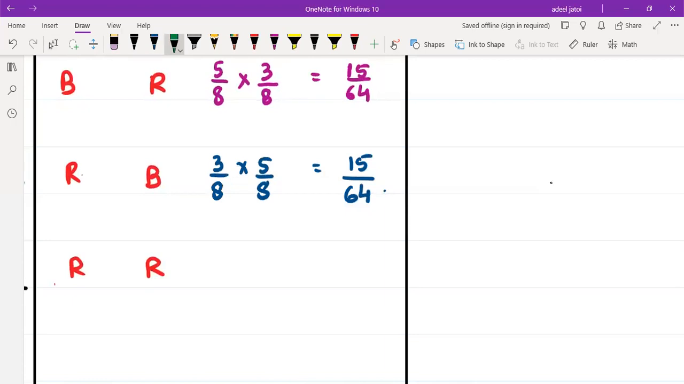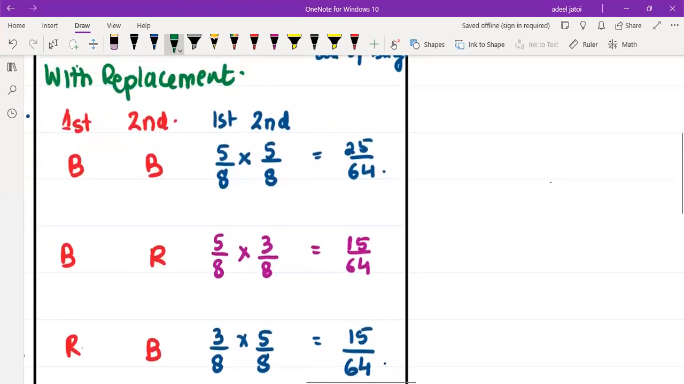Now moving further, for the first red ball, how many red balls do we have? 3, out of how many? 8. And for the second red ball, we again have 3 red balls because the question comprises with replacement. So this would be 3 upon 8 again. So this is 9 upon 64.